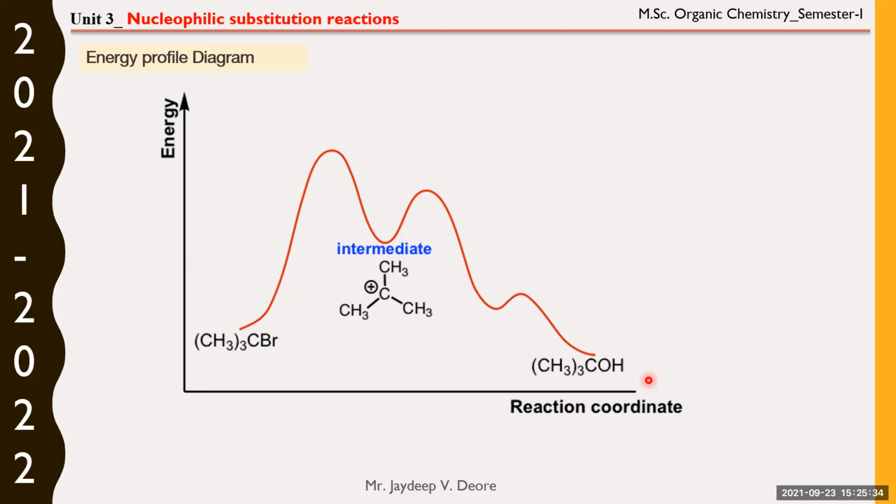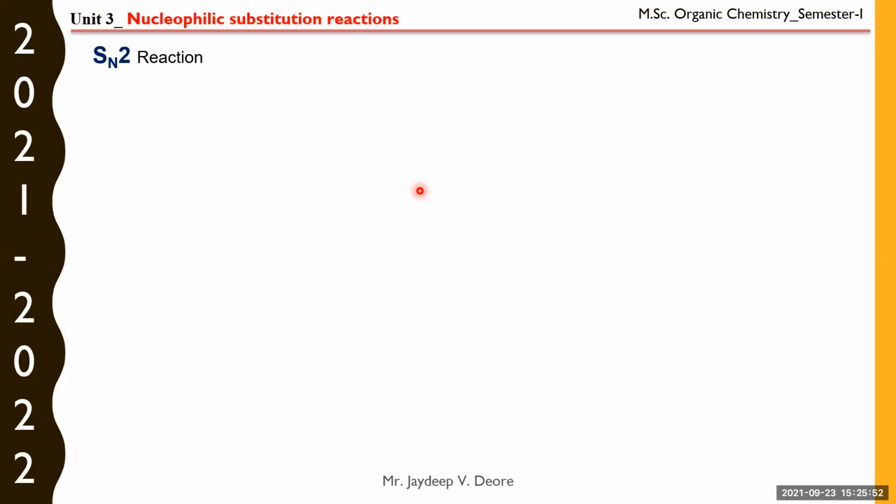And finally, the product is formed. So the SN1 reaction always has two humps because it is a two-step reaction. The energy profile diagram indicates the number of steps in the reaction. Now this is related to the SN1 reaction, so we are going to consider the second, that is the SN2 reaction. SN2 means S stands for substitution, N stands for nucleophilic, and 2 stands for bimolecular reaction. In the earlier case, SN1 represents the substitution nucleophilic unimolecular reaction.